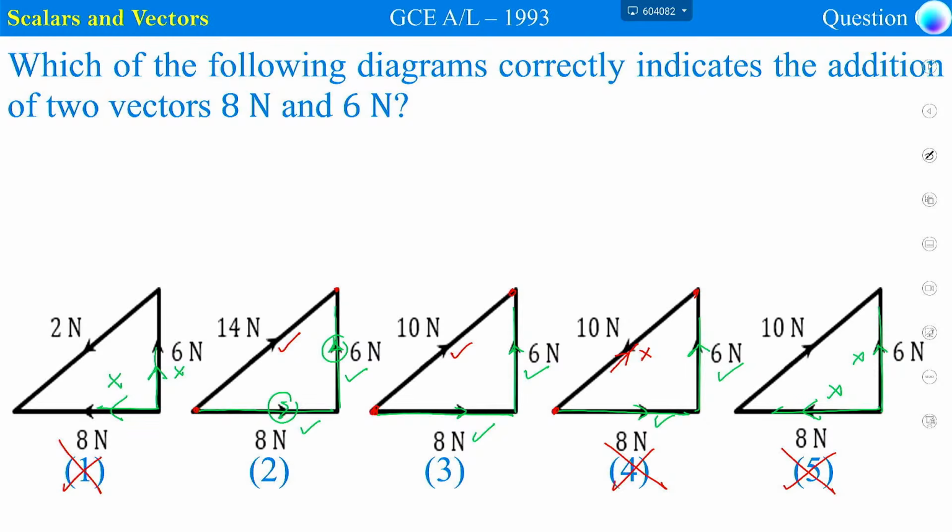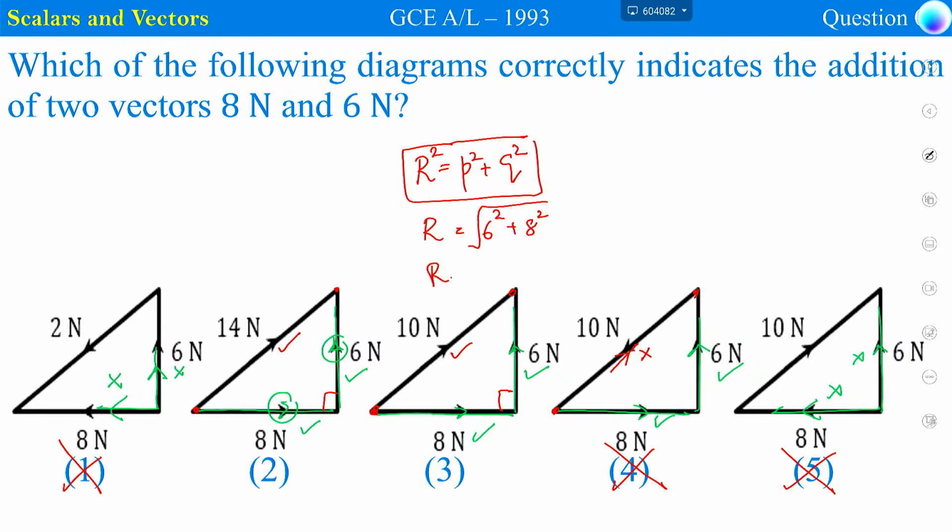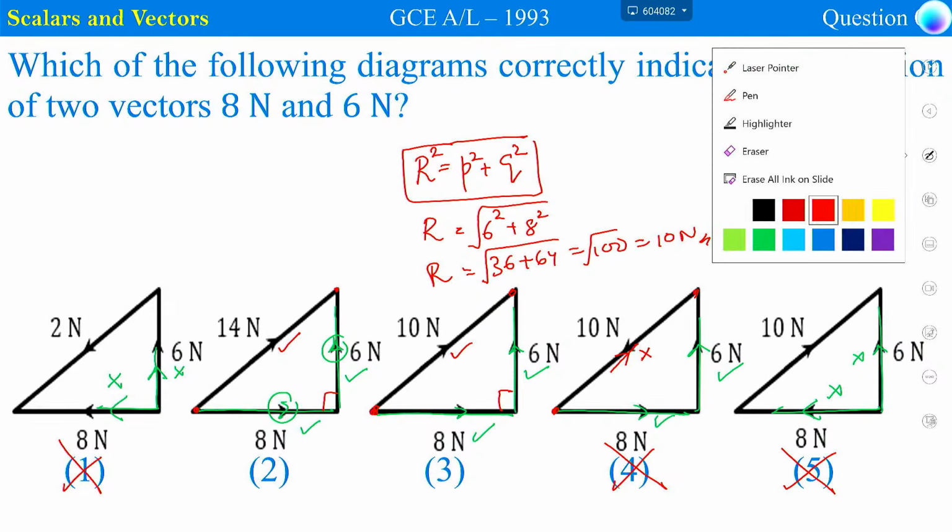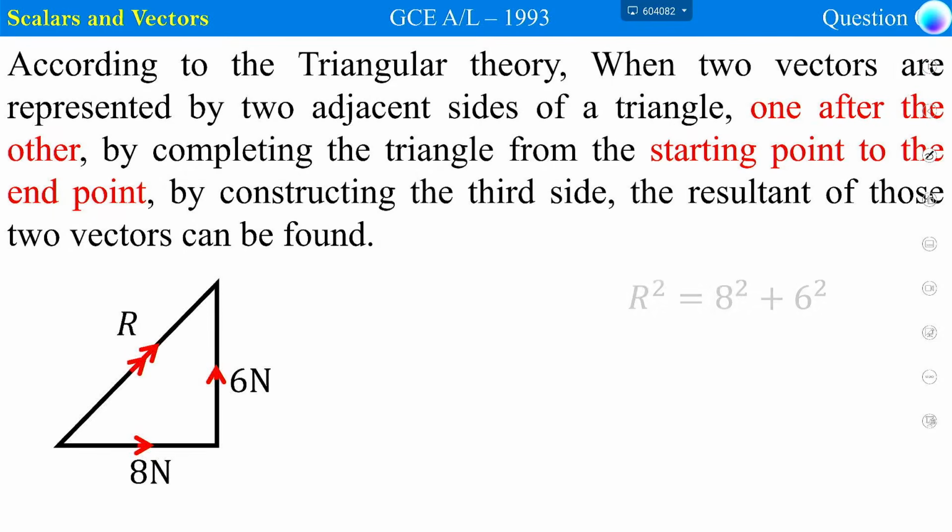Now since these two vectors are perpendicular, we should take the resultant. How do you take the resultant? R squared equals P squared plus Q squared. So we can find R: square root of 6 squared plus 8 squared. So R equals square root of 36 plus 64, that is square root of 100, and that is 10 Newton. So that is how we deal with this. The final answer is very clearly the third one.